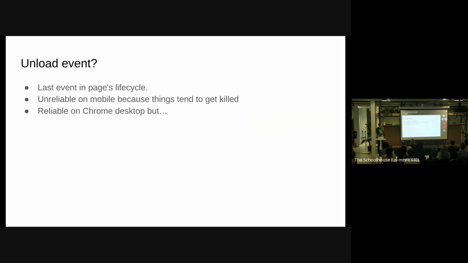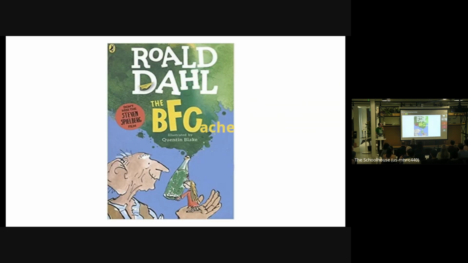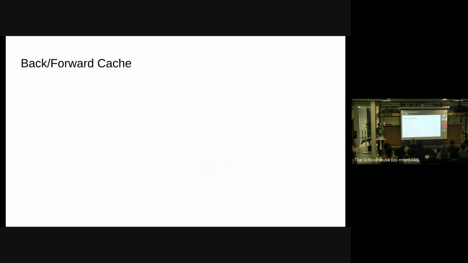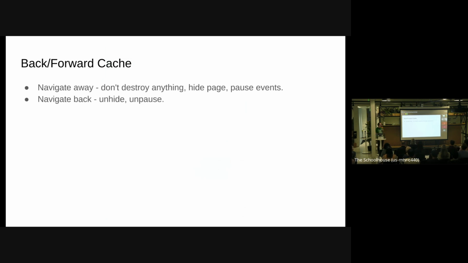It's reliable on Chrome desktop, but we introduced something called the BF cache, and BF cache is not the big friendly cache. It's the back forward cache. When you navigate away from a page, we don't destroy all of the stuff. We keep it around. We just pause it. When you come back, we unhide it. It's a big win for page load speed, but it's not compatible with the unload event. If you have unload events on your page, we have to make a choice between doing things correctly or getting the speed win of BF cache.